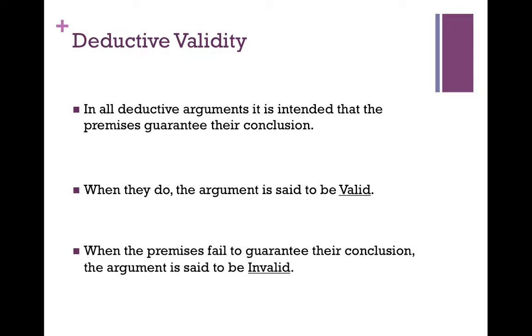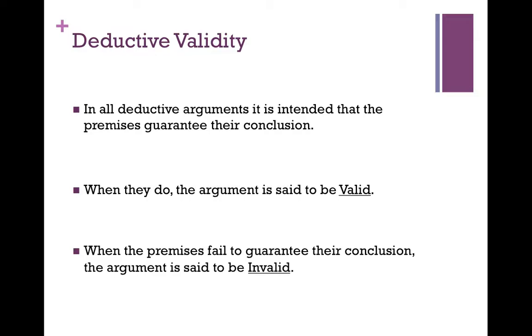And when a deductive argument does establish the conclusion with certainty, we say the argument is valid. When it fails to establish the conclusion with certainty, even though that's what it was trying to do, we say it's invalid. I want to pause for a second, because when you hear the word valid, you're likely to think the argument is good, and when you hear the word invalid, you're likely to think the argument is bad. Get that out of your head immediately.